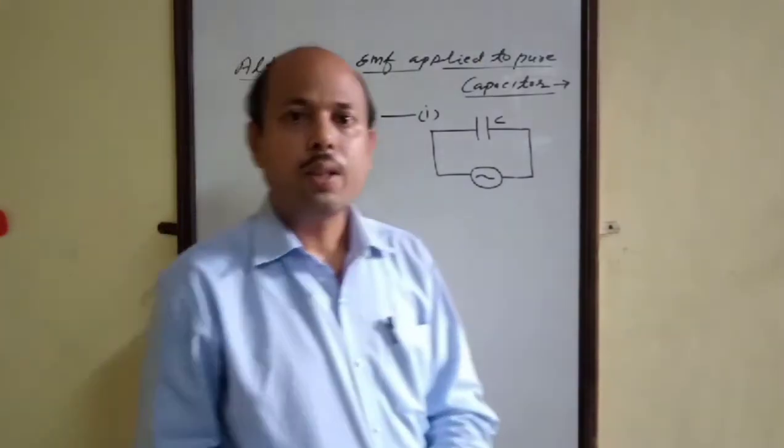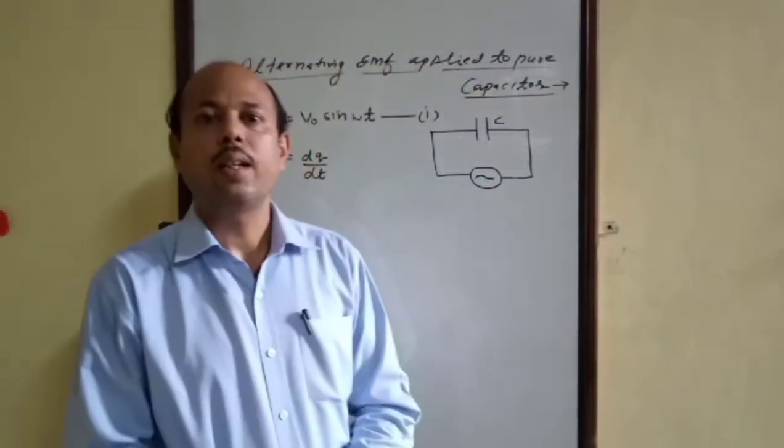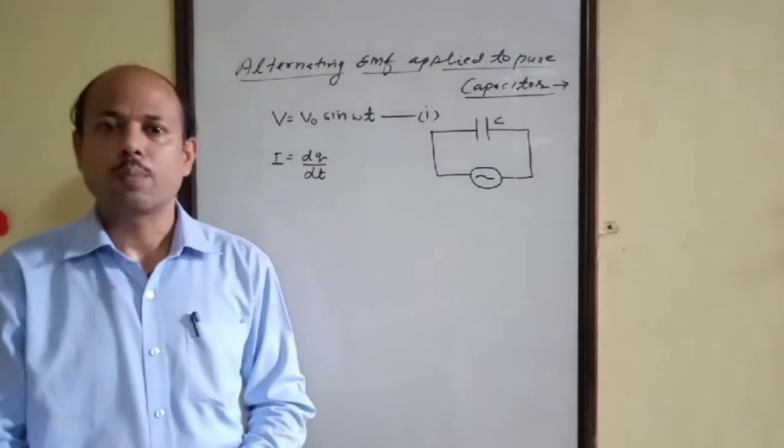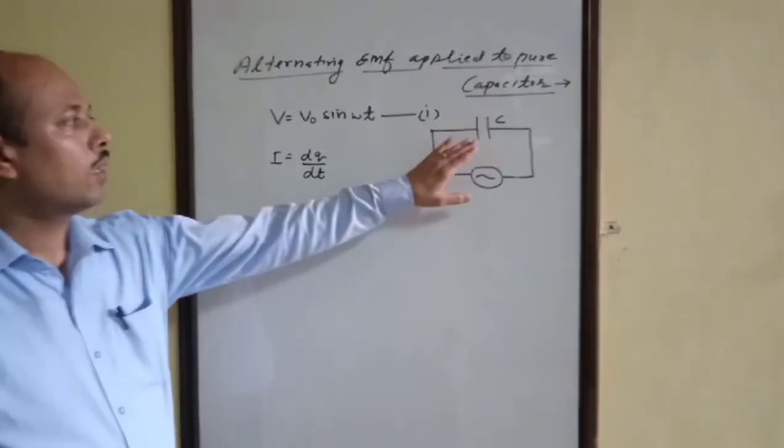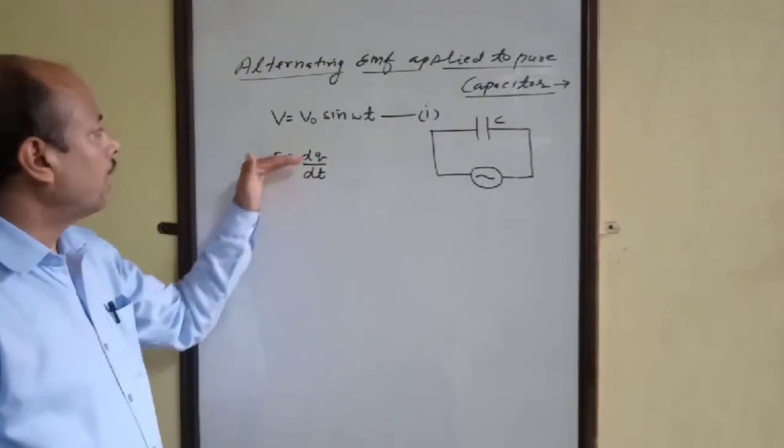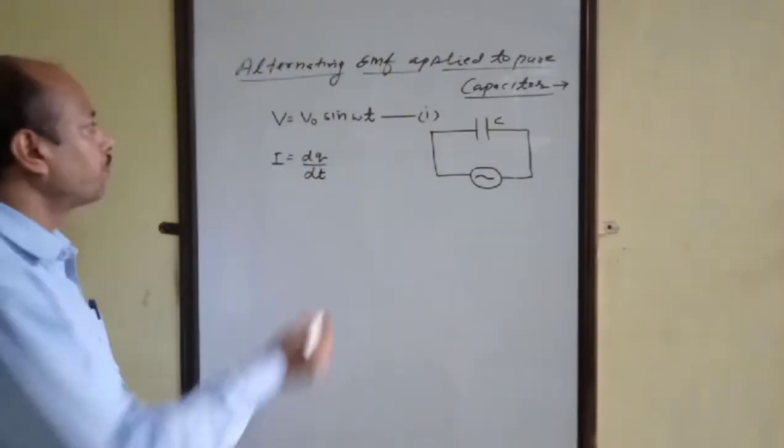Although in the second unit, in the current electricity chapter, we generally write current equals charge upon time, here the charge is variable. The charge on the capacitor is variable. Therefore, I equals dq by dt.